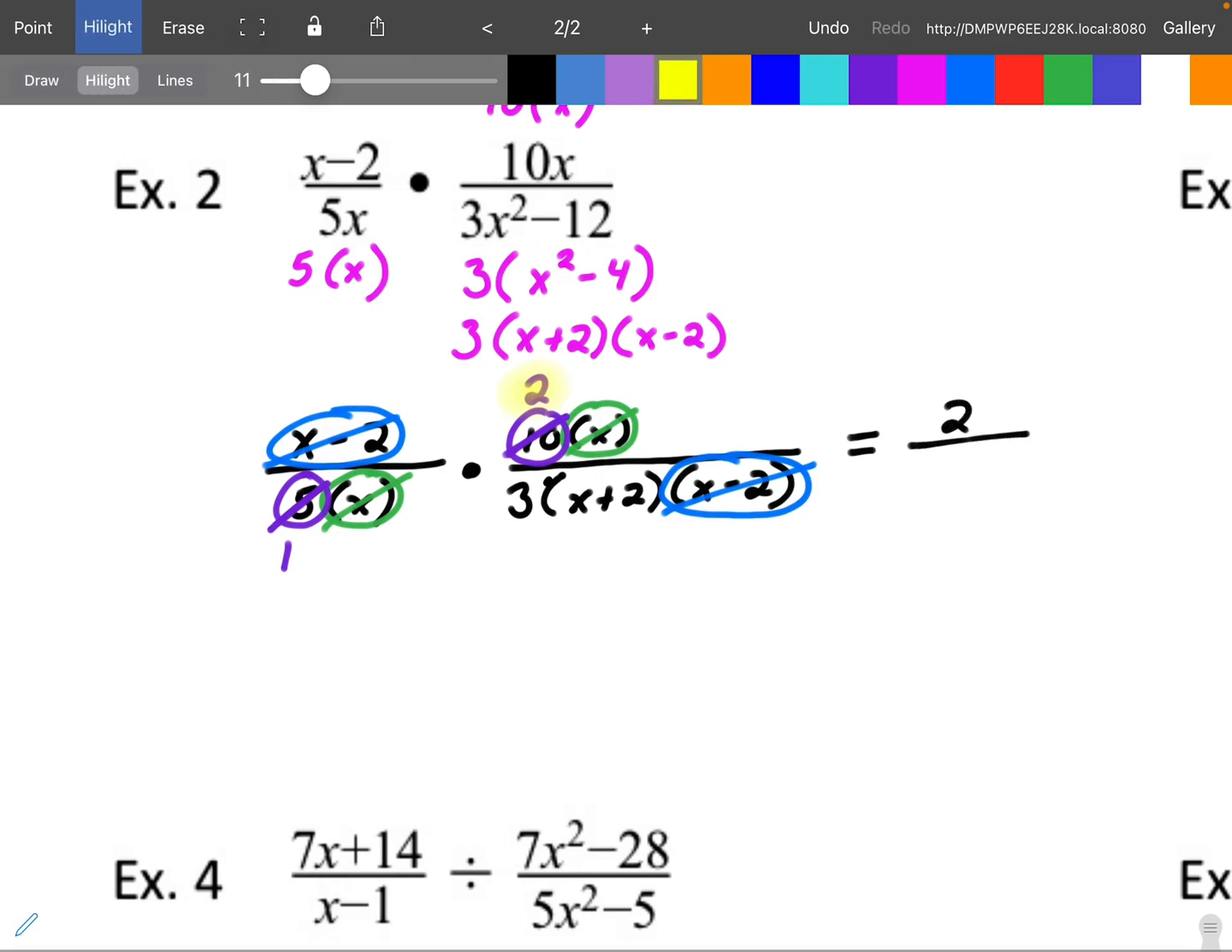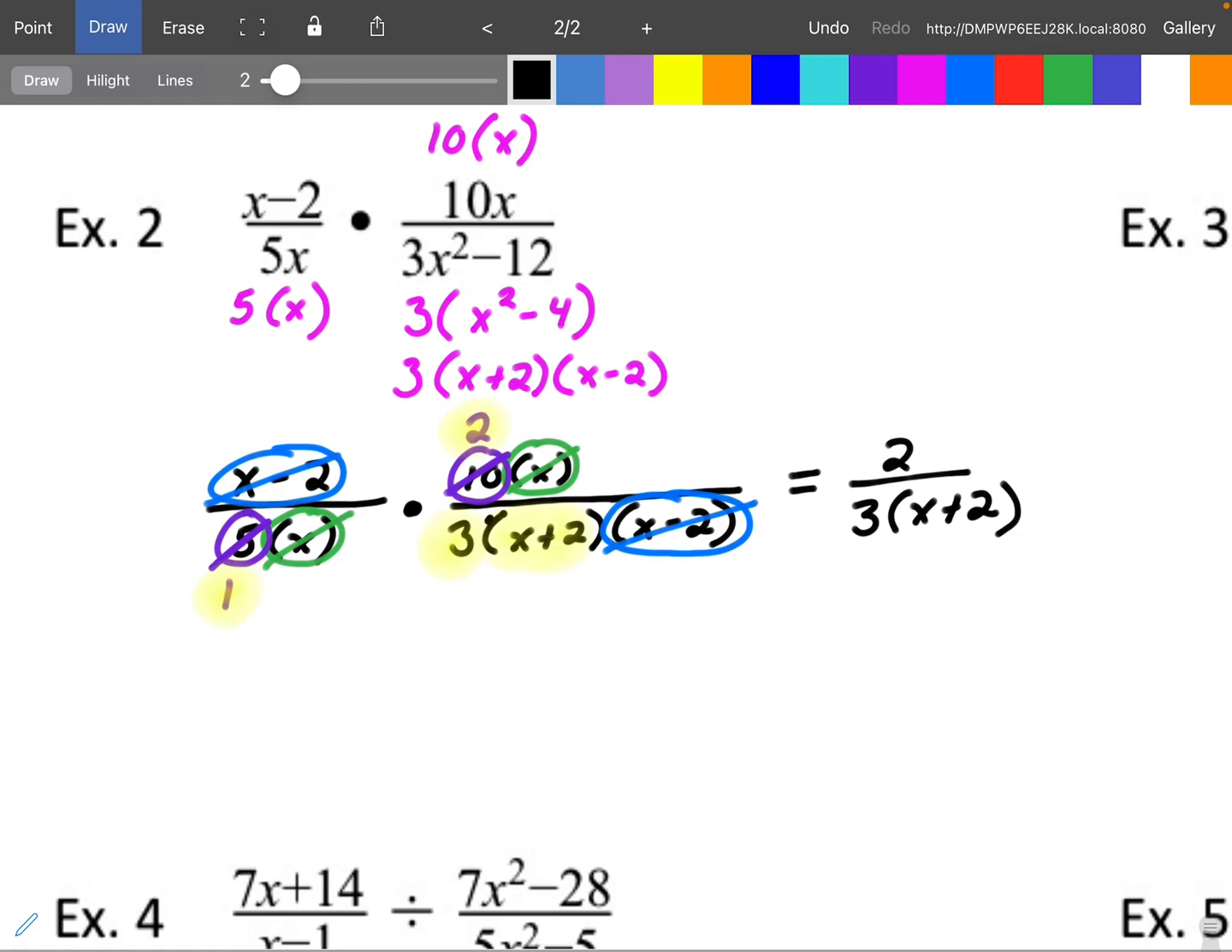Now, in the denominator, though, what I have left is 1, I have 3, and I have x plus 2. Well, 1 times 3 is simply going to be 3, but then I have that x plus 2 as well. So that is my simplified product of these original two fractions.